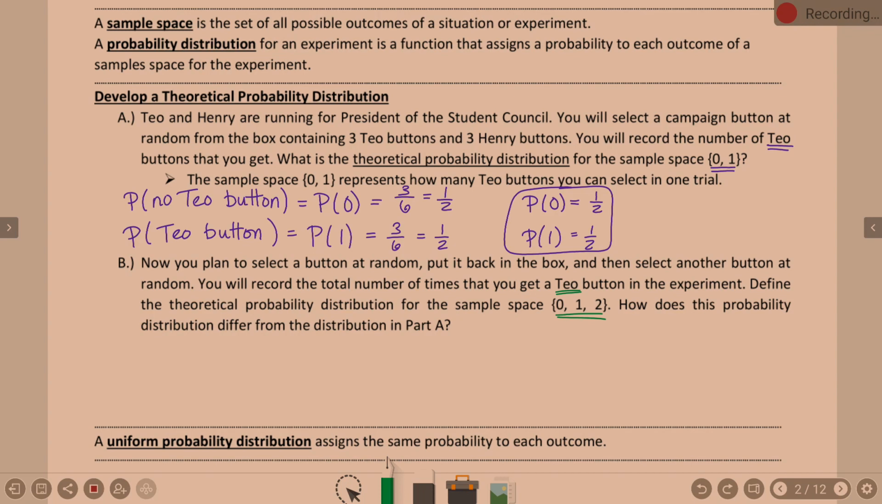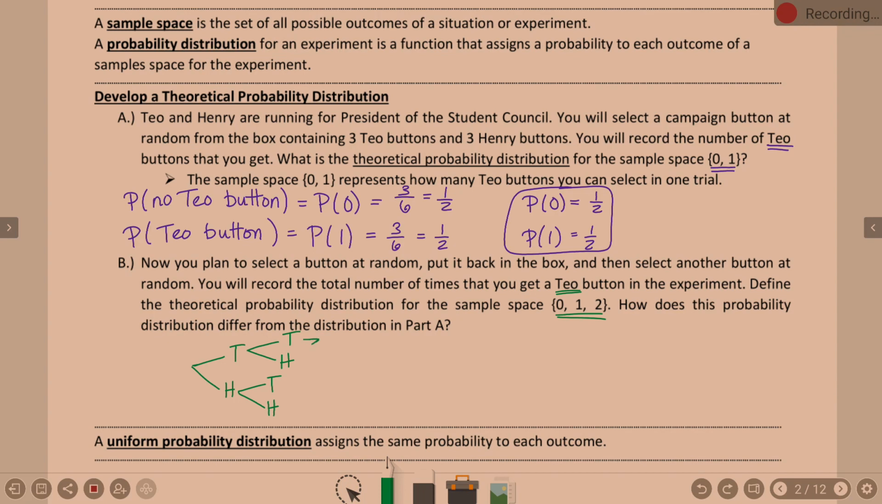First time you draw a button, what are your options? Okay, TO or not TO. Or for the purpose of this, I'm going to say TO or Henry, just because it'll be easier to acknowledge here. So you draw that TO or Henry button, you put it back, and now you're drawing another one. If you got TO the first time, what could you get the second time? TO again, or Henry. If you got Henry the first time, what can I get the second time? TO or Henry.